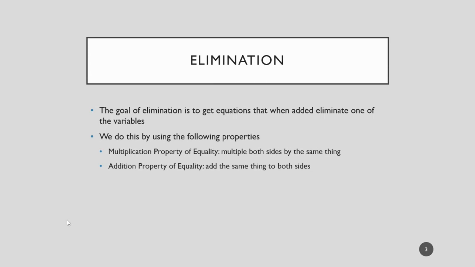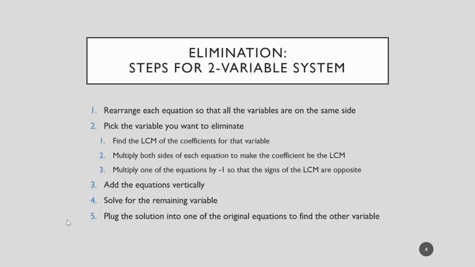So we do this by using the following properties. These are the two properties of algebra. We've got the multiplication property of equality, which says that you can multiply both sides of an equation by the same number or the same thing. And then we have the addition property of equality, which means that you can add the same thing to both sides. And we're going to use that property to basically add the same equation to both sides, essentially. So that's basically the thing.